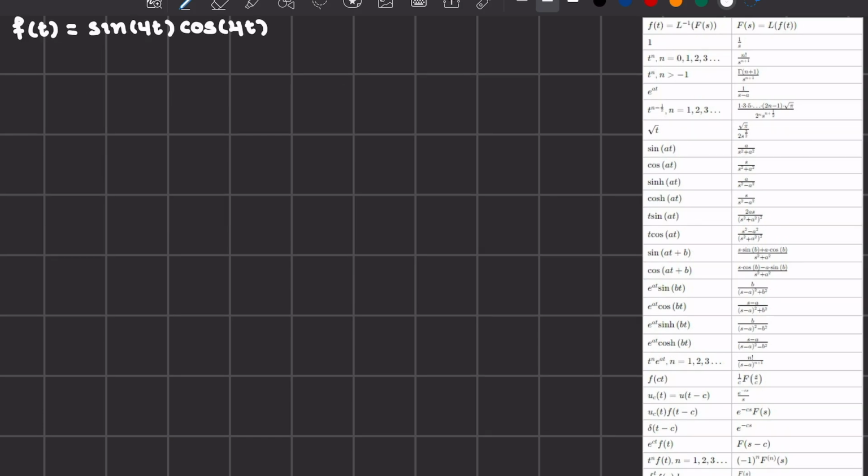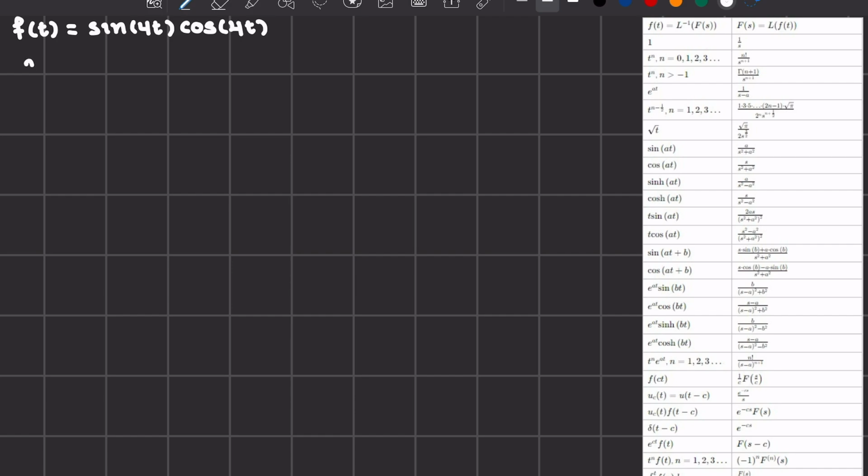This is our second example of today's solving equations using the table of Laplace transform. We have f of t equals sine of 4t times cosine of 4t, and usually people will start off by directly applying sine of a t and cosine of a t to solve this. But remember, if you look closely enough, we can simplify this equation further using a trigonometric expression.